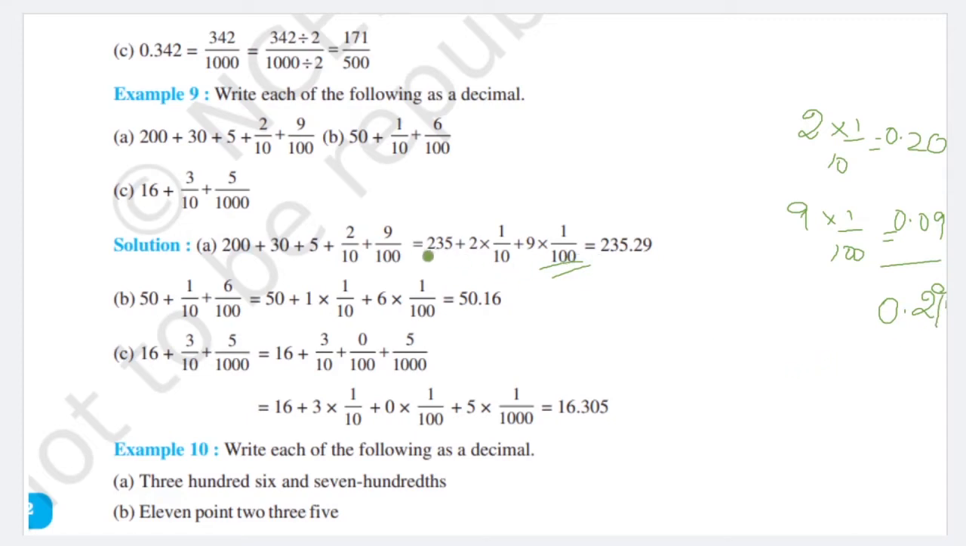So if you're adding this 235 and this 0.29, you'll get 235.29. The next one is 50 plus 1 by 10 plus 6 by 100. So 1 by 10 will be 0.1. 6 by 100 will be 0.06. So adding all this, you will get 50.16.